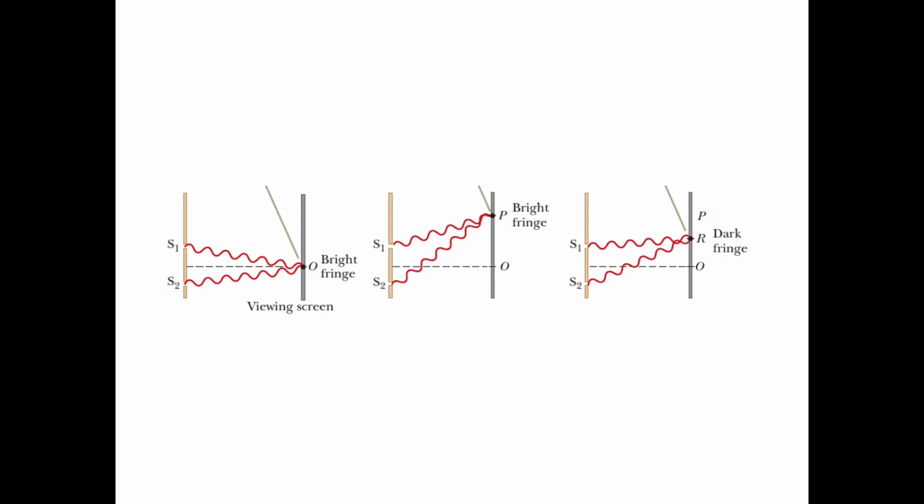constructive, and destructive interference. So now let us consider some point P on the screen, and in this case, you see there is some difference in the distance these waves should travel.